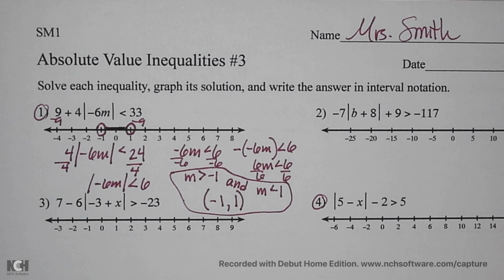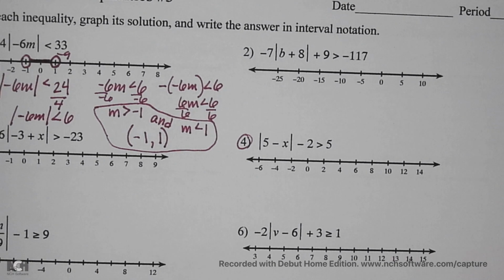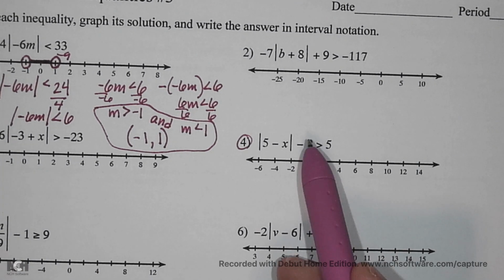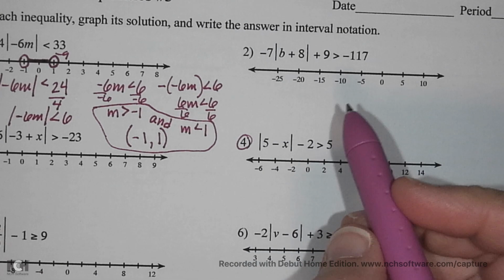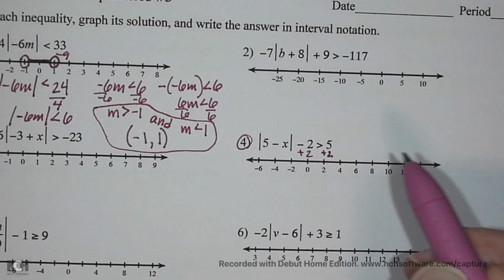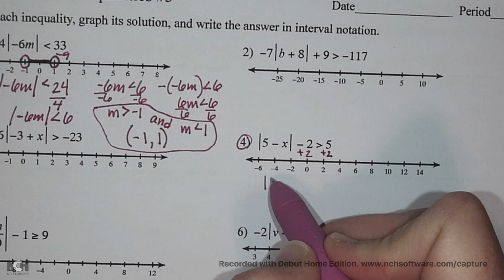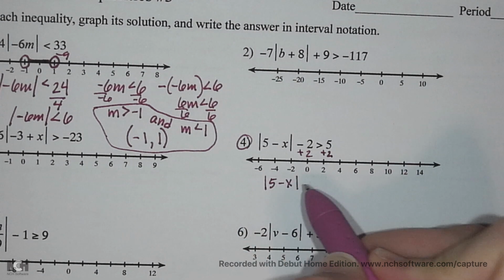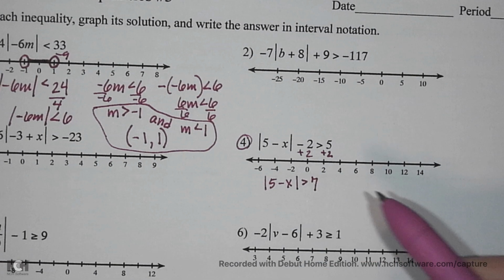Okay, moving on to number 4. All right, again, we have quite a few things in front of that inequality sign. We need to get the absolute value expression by itself, so let's get rid of that 2. We're going to get rid of it by adding 2 to both sides. And then we're left with the absolute value of 5 minus x is greater than 5 plus 2 equals 7.